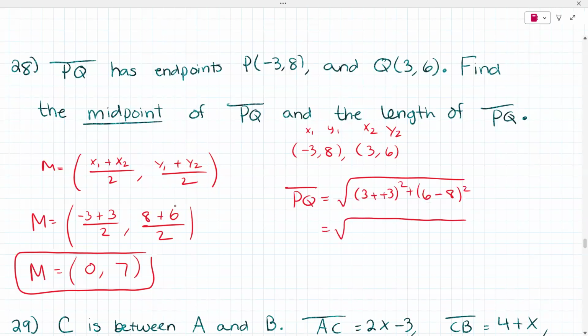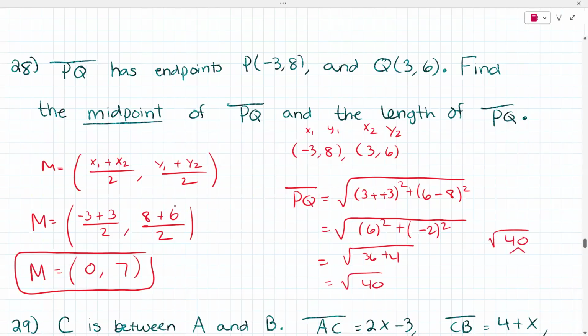Two negatives becomes a positive, so this is 6 squared. 6 minus 8 is negative 2 squared. So that is going to be 36 plus 4, which is square root of 40. And then you can simplify square root of 40 if you like.